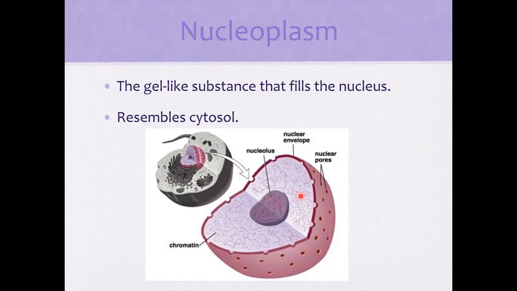Nice. Can you point out the nucleoplasm again? Right here is the nucleus. Well, actually, this whole thing is the nucleus. So here's our nucleoplasm. It's just this light purple. It's just the gel that fills it up. It's like cytoplasm, but it's inside the nucleus, and that's why we call it nucleoplasm.